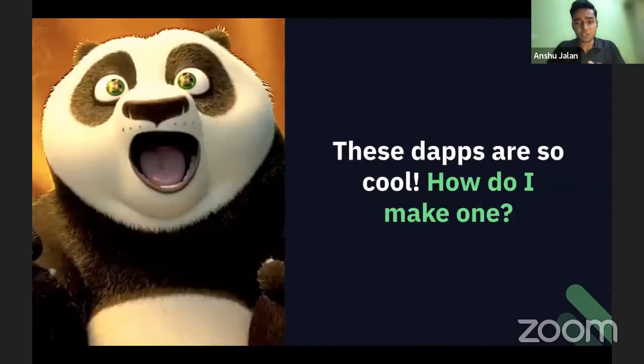So now, once you explore all these dApps, you'll be like, wow, they are so cool. Like once you go ahead and you explore Uniswap, you'll be thrilled. Like it's so flawless and so seamless. And you'd really want to make one because, well, that's why you are here. You want to make a decentralized application. So how do you make these?